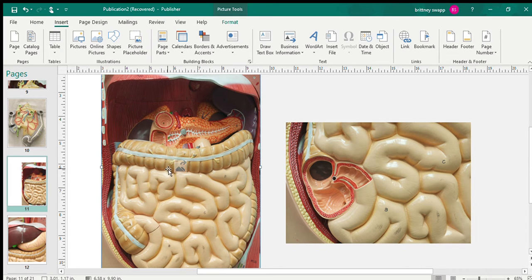And then we have different separations within the large intestine. You can see that it's kind of bubbled and bulged. Each one of these is called a haustra. So it's a haustra, and this is the anatomical structure.